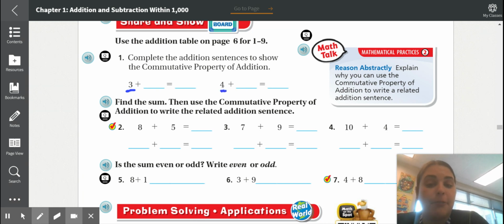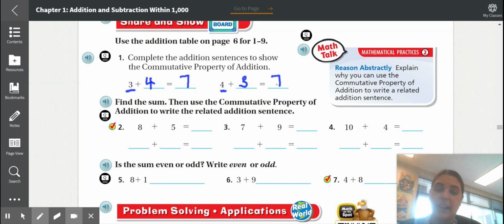So we're going to plug in 4 over here. 3 plus 4. 3 plus 4 is 4, 5, 6, 7. So if we know that 3 plus 4 is 7, we know that 4 plus 3 is also going to be what? 7. Changing the order of the numbers doesn't change our answer. Let's move on to this next section. You're going to be doing the same thing.